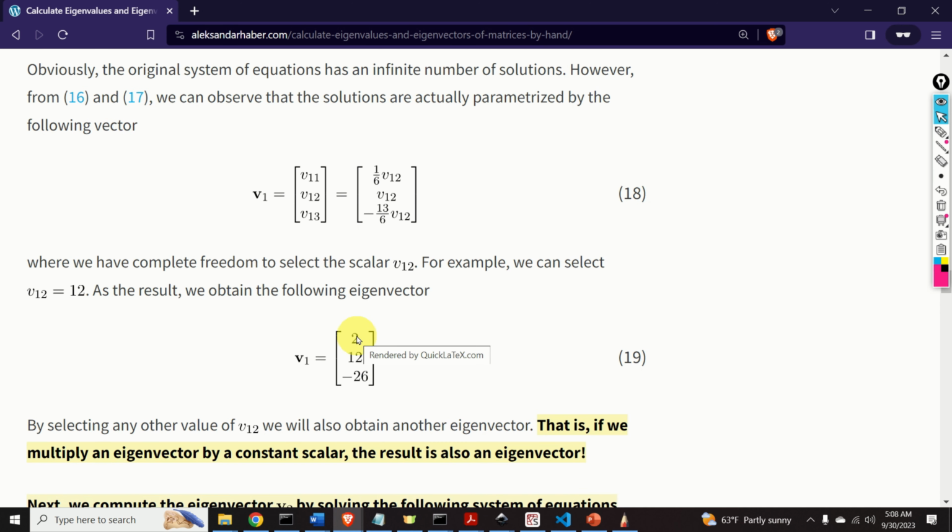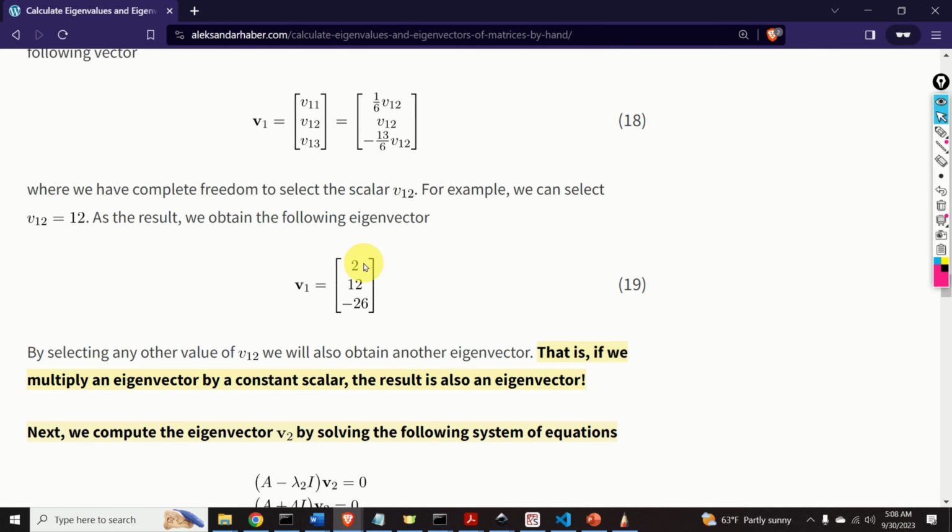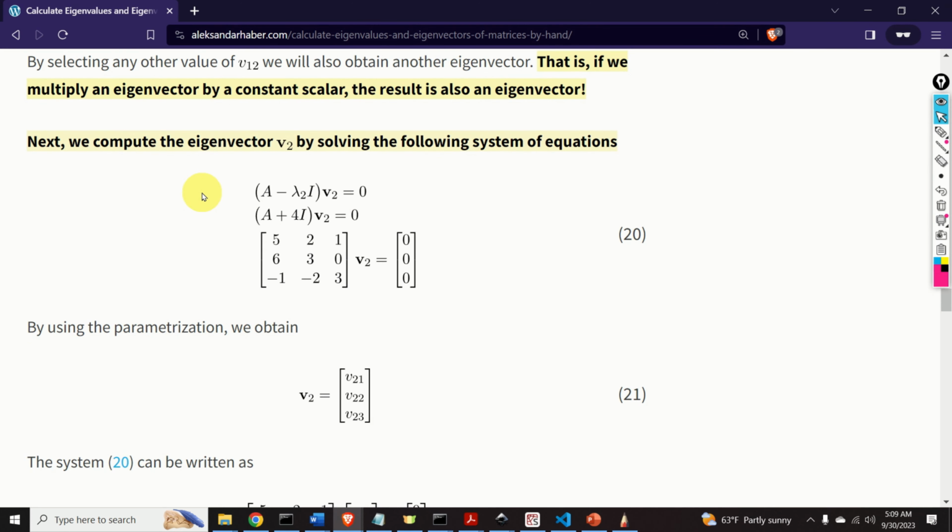Here it is. By selecting any other value of v12, we will also obtain another eigenvector. That is, if we multiply an eigenvector by a constant scalar, the result is also an eigenvector. And this is a very important observation. Next, let's compute the second eigenvector v2. We do that by following the same procedure.